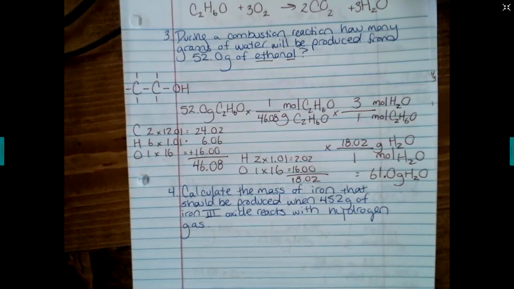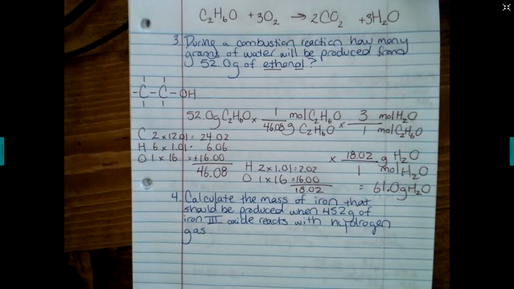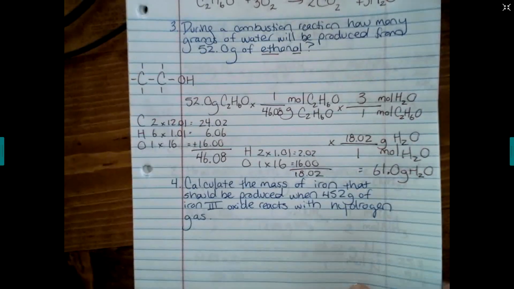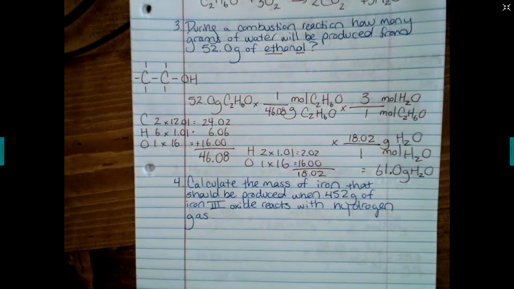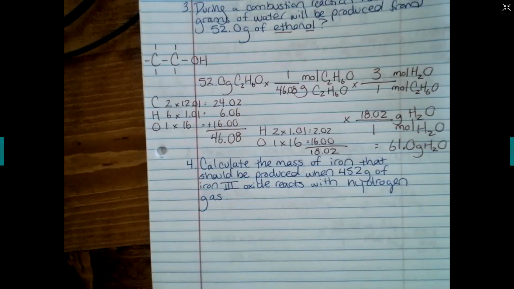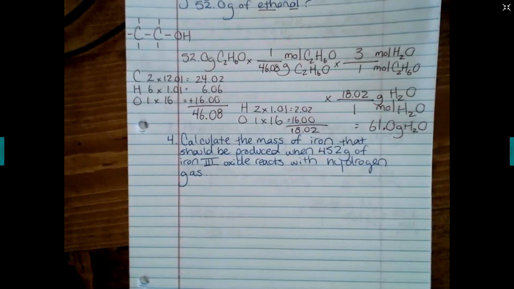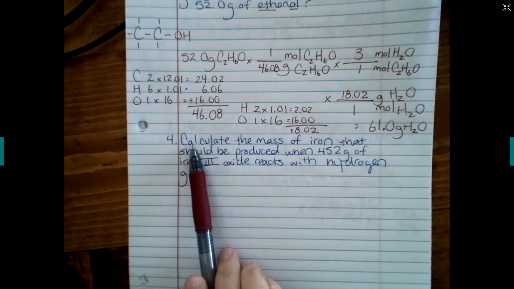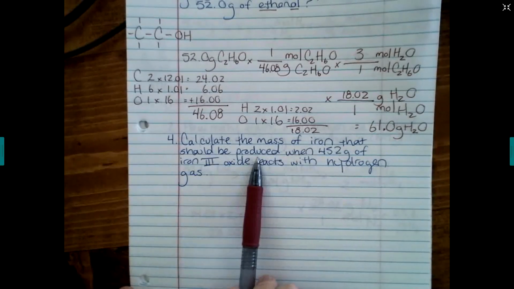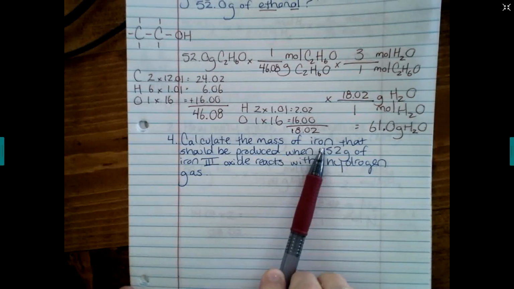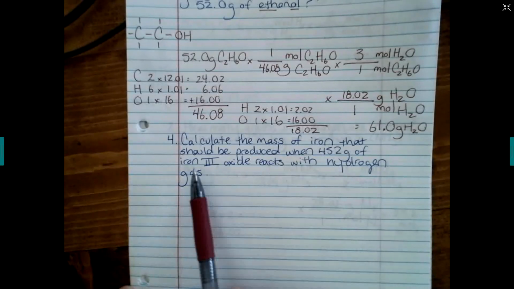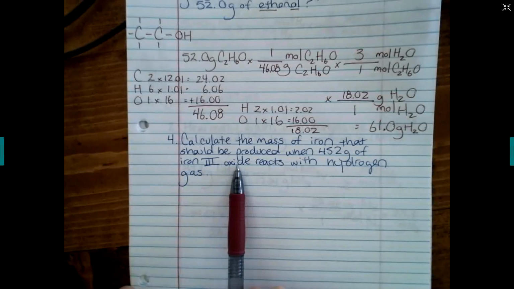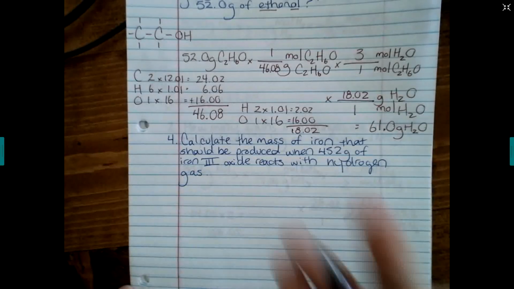All right, one more problem from the slide. It says calculate the mass of iron that should be produced when 452 grams of iron 3 oxide reacts with hydrogen gas. So keep in mind that we have to start with a balanced equation. So let's read the problem again. Calculate the mass of iron that should be produced. So iron is going to be one of your products. Calculate the mass of iron produced when iron 3 oxide reacts with hydrogen gas.